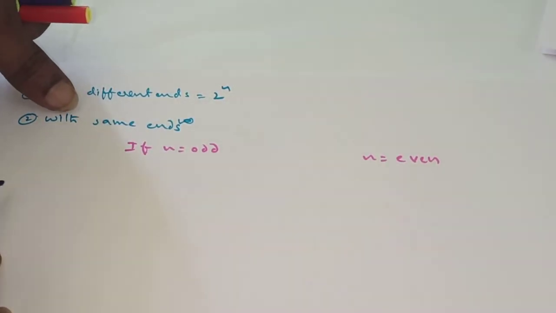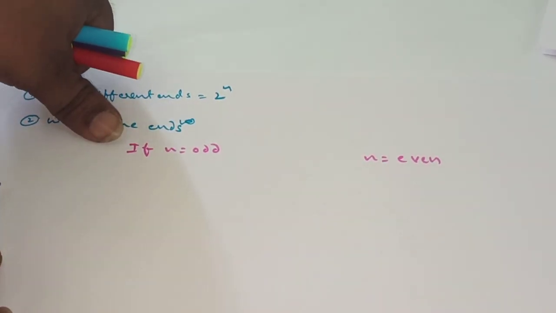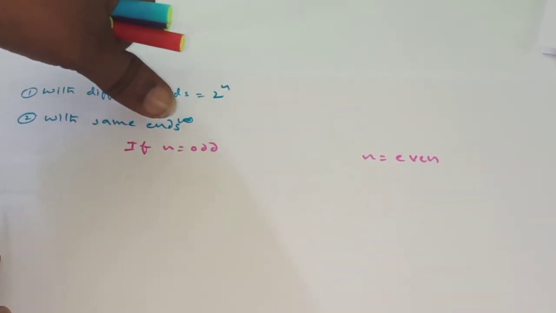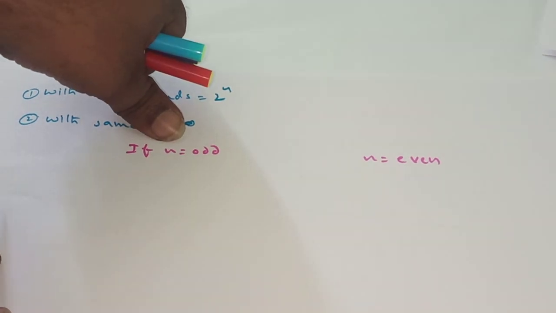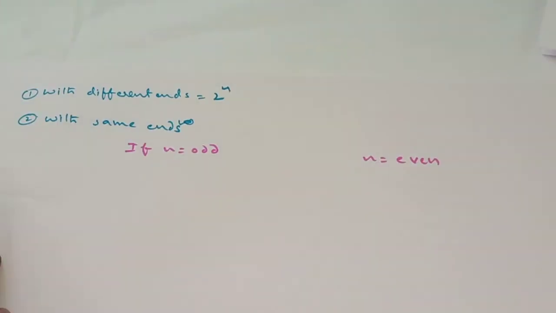If both the ends are the same, the number of possible geometrical isomers I am giving directly, based on the n value, where n is the number of double bonds. We consider the case of an odd number of double bonds and the case of an even number of double bonds, and how many isomers we can write.